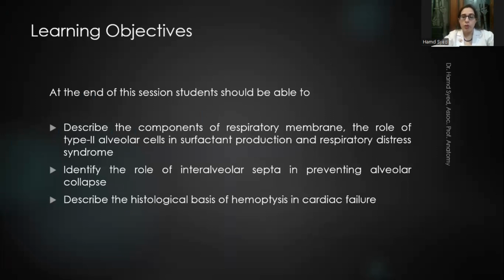So our learning objectives for today are that we shall discuss the components of the respiratory membrane and the role of the type 2 alveolar cells in surfactant production and respiratory distress syndrome. We shall also identify the role of interalveolar septa in preventing alveolar collapse, and we shall discuss the histological basis of hemoptysis in cardiac failure.